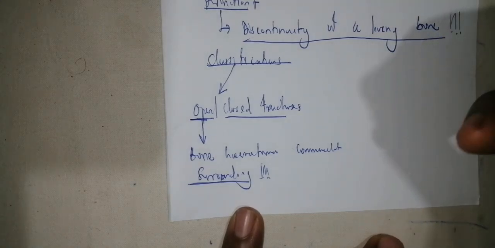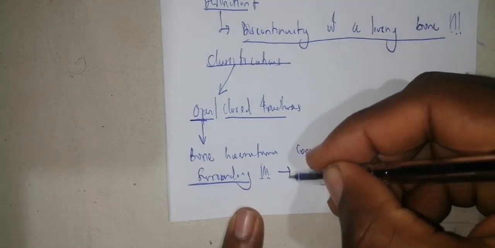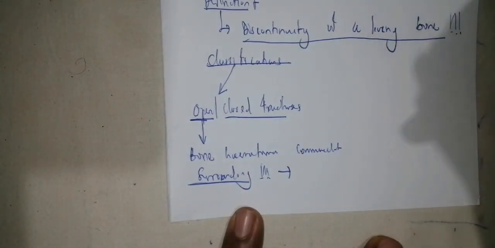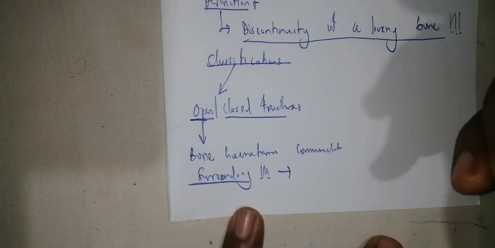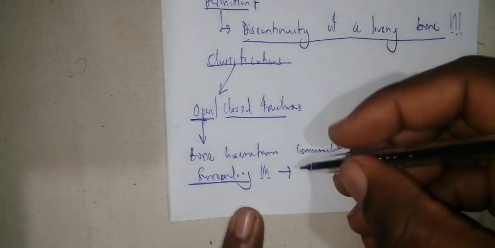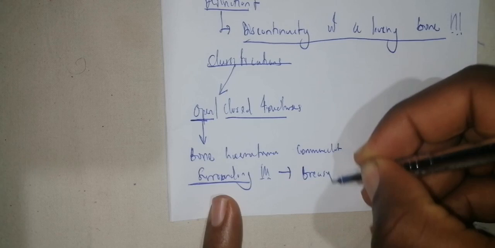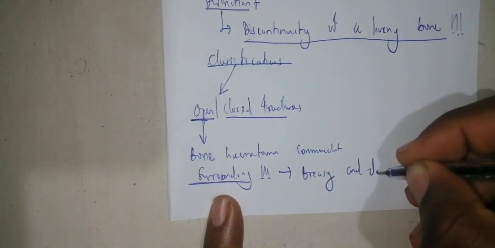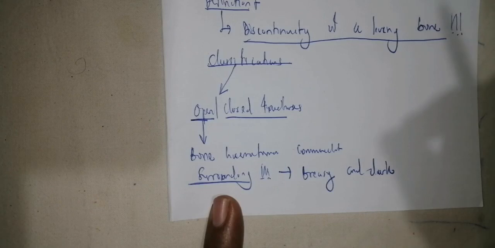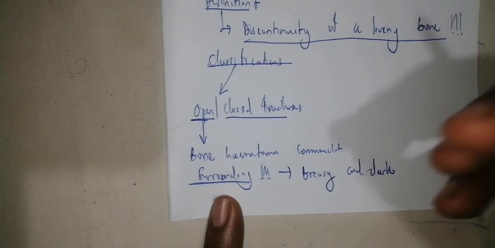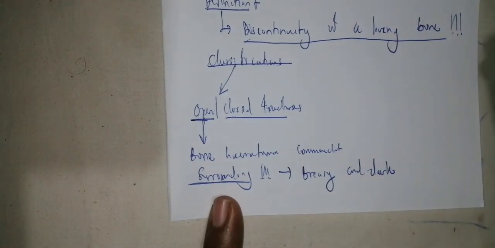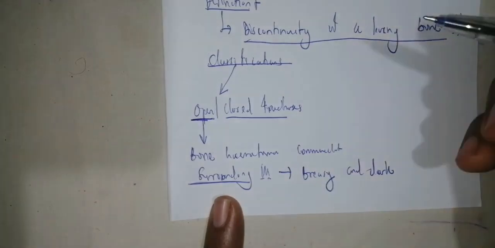Is it clear? But you see the bony hematoma, which is a greasy or fatty, dark liquid that comes out from the wound side, from the injury side. So when you have a greasy or fatty and dark fluid coming out from that area, it is the bony hematoma. It means that the bony hematoma communicates with the environment. So that is for open fracture.